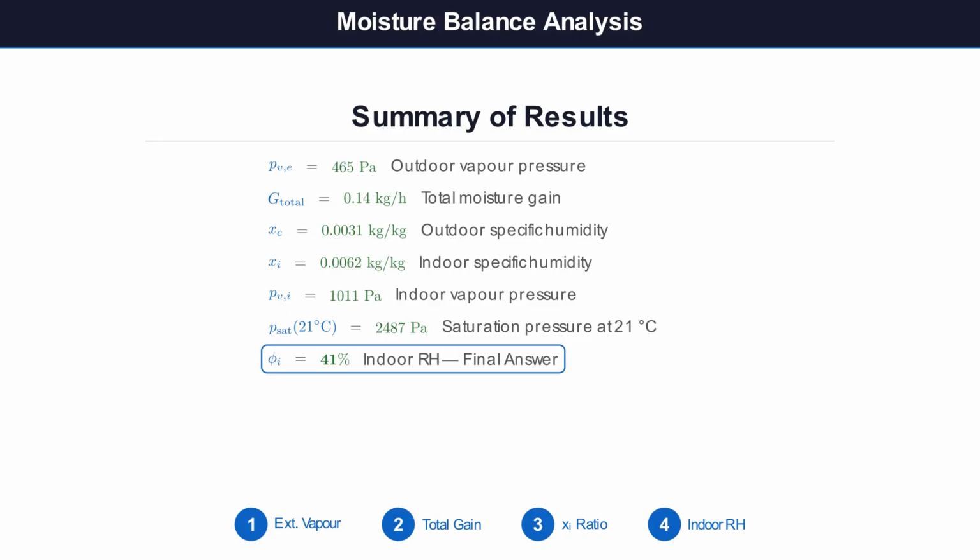In the next lecture, we will extend this framework to assess condensation risk on the building envelope using the dew point criterion. Thank you for watching.